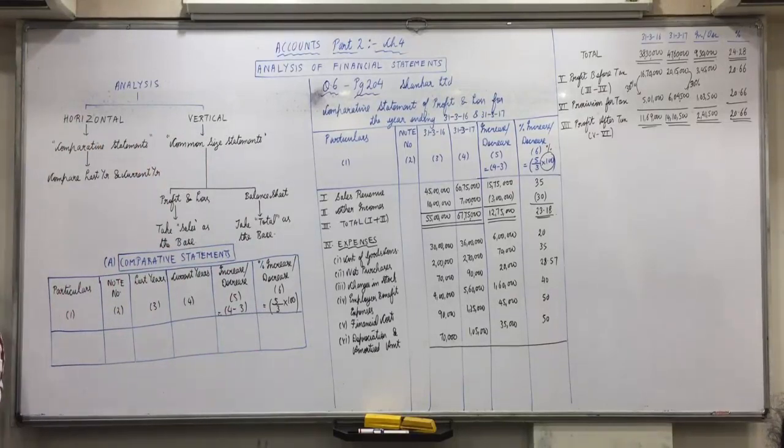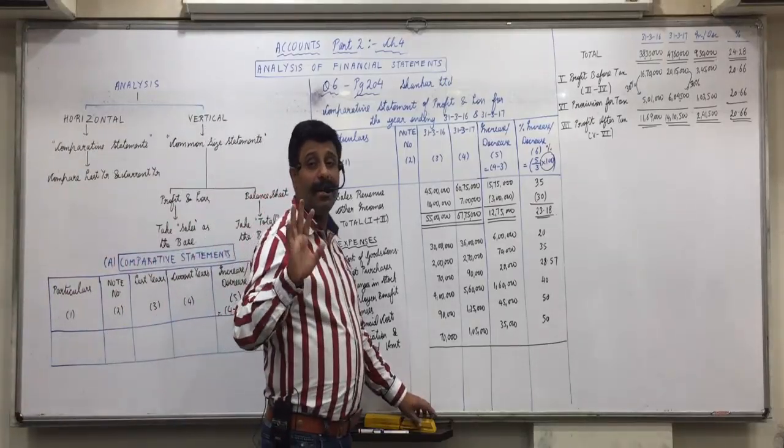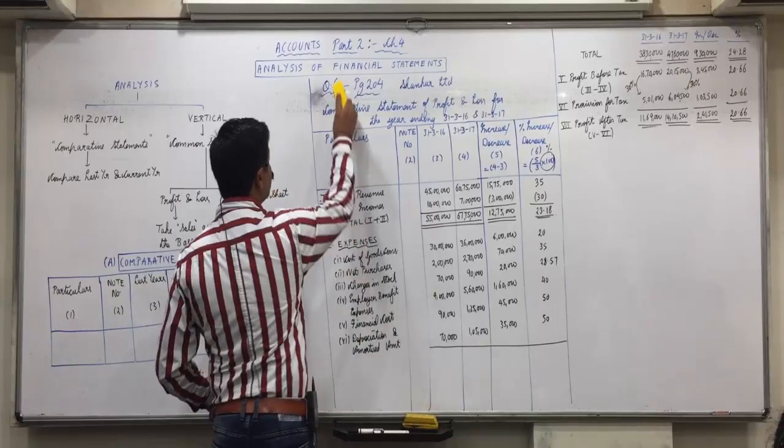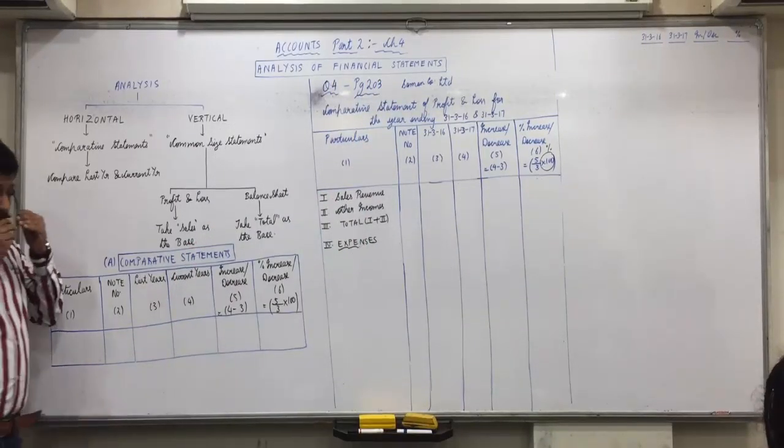Make the same columns for question 4, page number 203. The average profit and loss statement, ending on 31-3-16 and 17 of Saman Company Limited, are given as follows. Prepare comparative statement of profit and loss. Make the columns fast because they are easy but time consuming. So make it fast for question number 4, everyone. 30 more seconds, then I'll start because one more question is to be done.